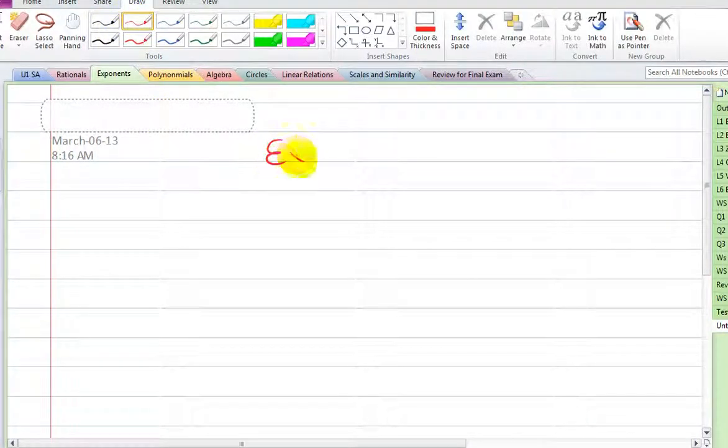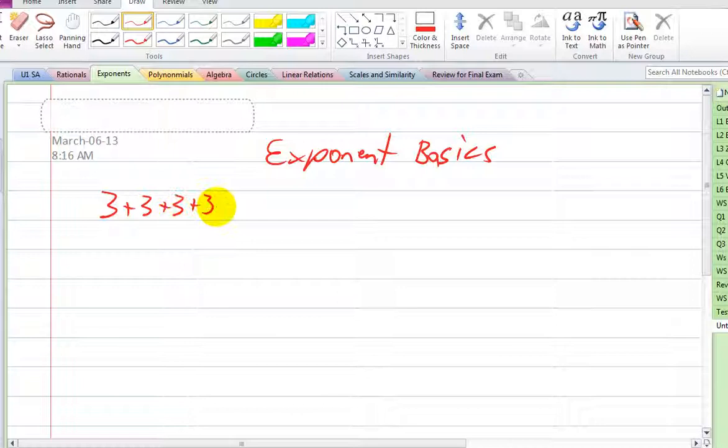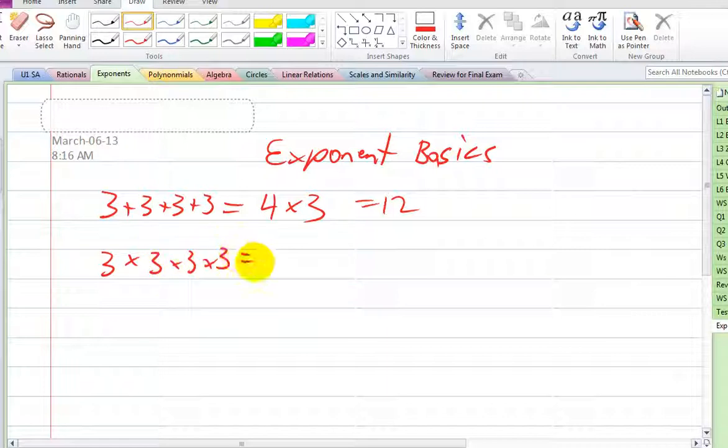Okay, so exponent basics. So 3 plus 3 plus 3 plus 3, the short form of that is what? 4 times 3, right? Equals 12. So what about 3 times 3 times 3 times 3? What does that equal? Well, 3 exponent 4. And if you multiply those together, that equals 81.